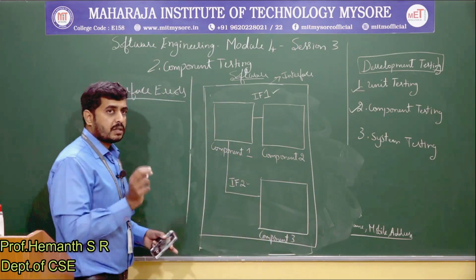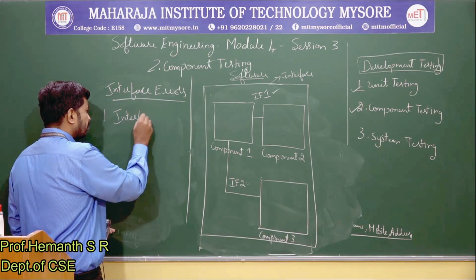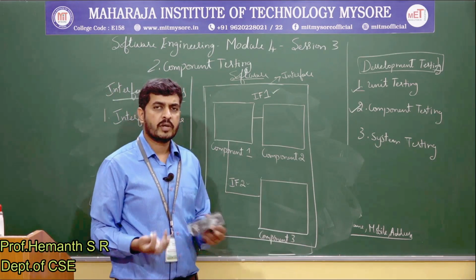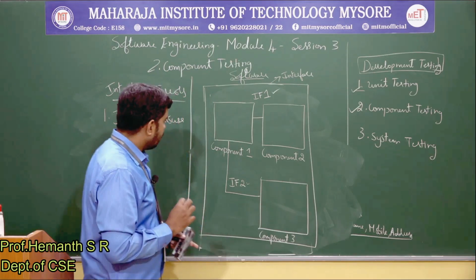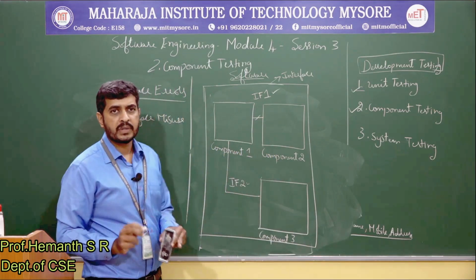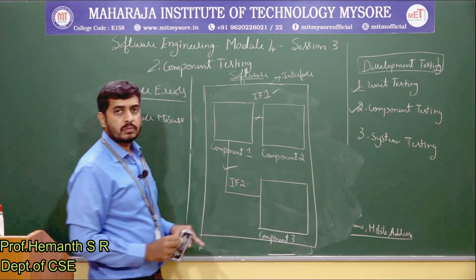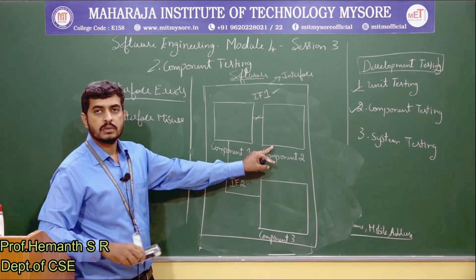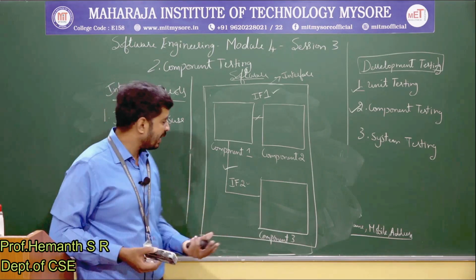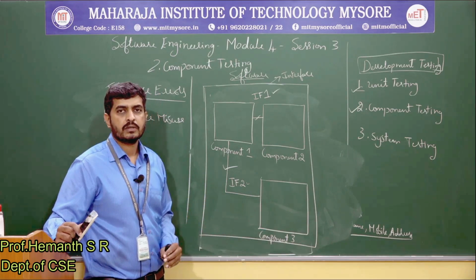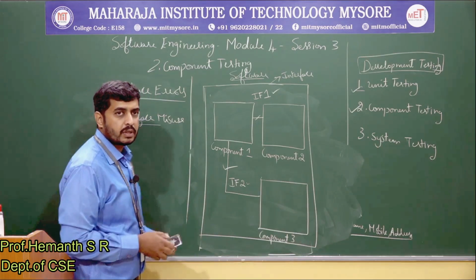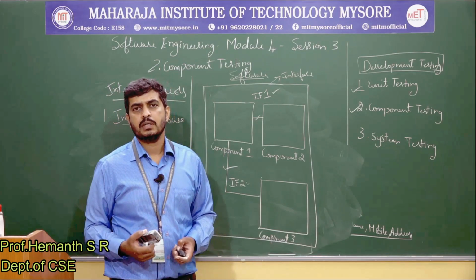Now what are the possibilities that can happen in this case? One possibility here is what we call interface misuse, where a component is using a different interface for communicating with the component. To be more specific, if component 1 wants to talk with component 2, it should invoke interface 1, but component 1 is invoking interface 2. The intention of component 1 is talking with component 2, for which it should invoke interface 1, but it is not doing it. Instead, it is invoking a different interface, meaning that instead of talking with component 2, it will talk with component 3, which is not what is desired. So this we call interface misuse. This is one type of error that commonly occurs in interface testing.